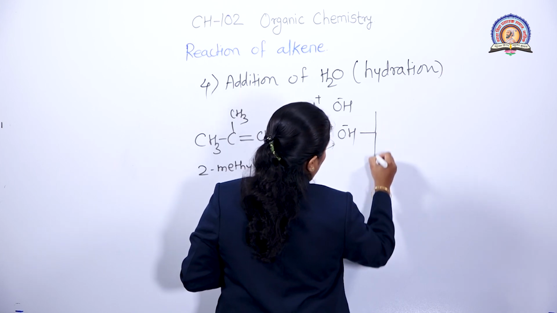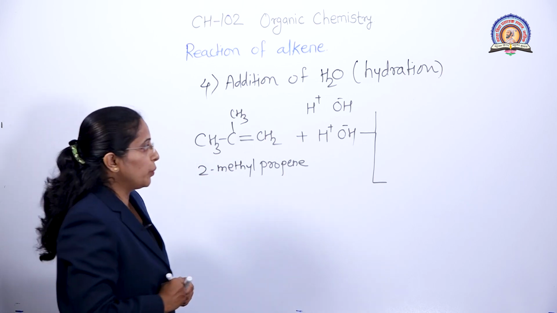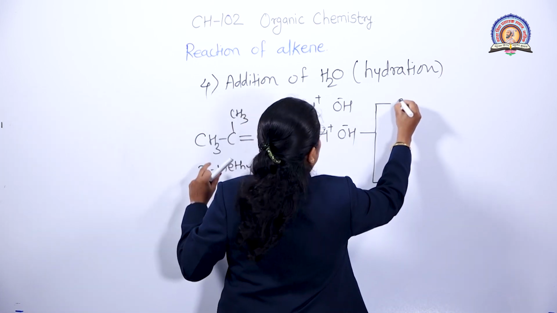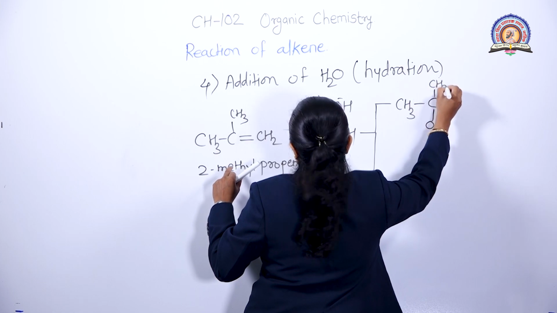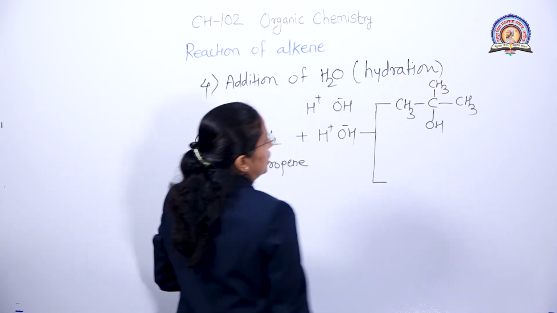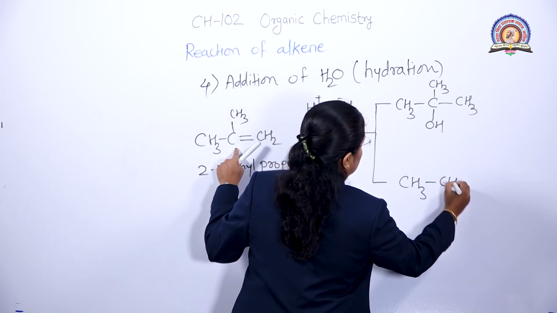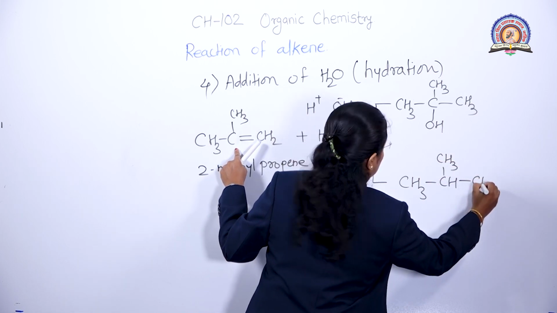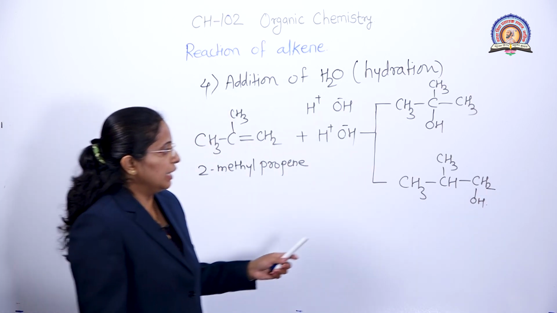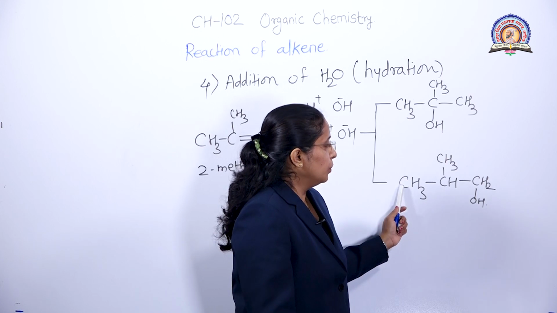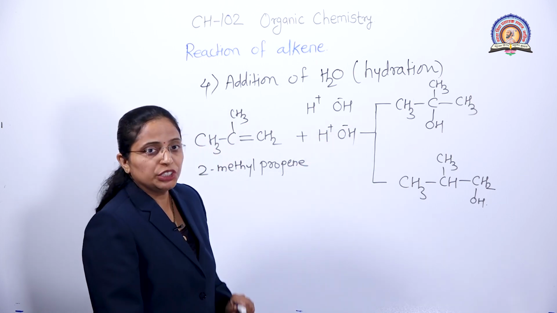Again here we get two products, because this alkene is an unsymmetrical alkene. We write the two products here. This one, CH3, C, OH, is a tertiary alcohol, and we get the second product, which is this one. Again the name is 2-methylpropanol. Okay, 2-methylpropanol.